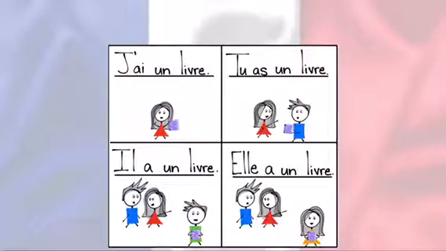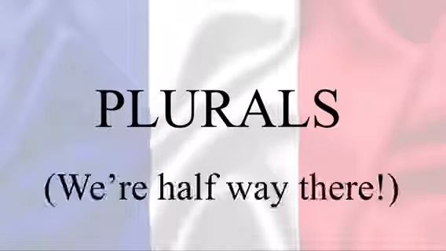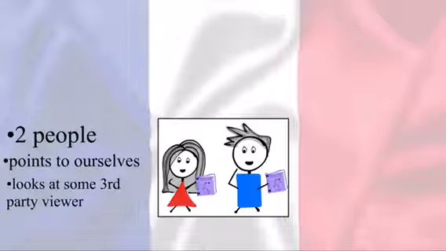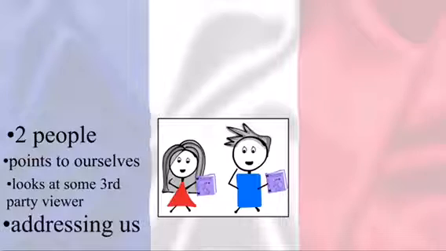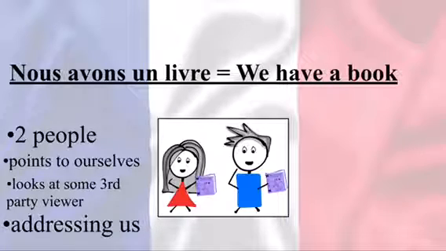The previous 4 scenarios we went through were all singular forms of avoir. Time to move on to plurals. Bear with me, we're halfway through. Here we have 2 people, me and you, both in possession of the book and pointing to ourselves with eye contact to some third-party viewer through the screen. It's as if we are one unit, referring to us as a whole. Therefore, this picture should be labeled nous avons un livre. We have a book, as nous avons means we have.